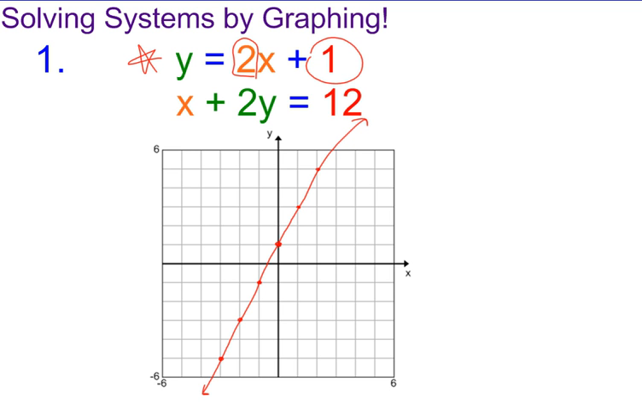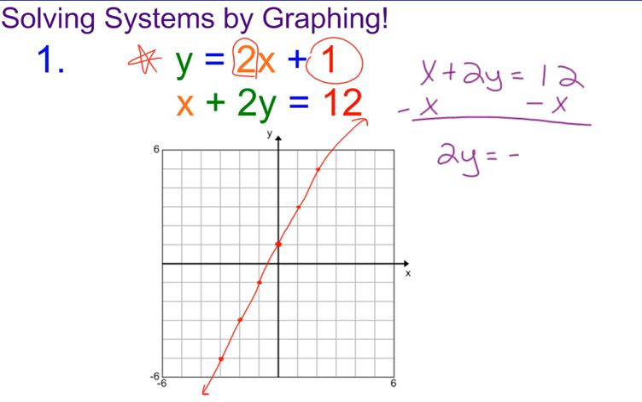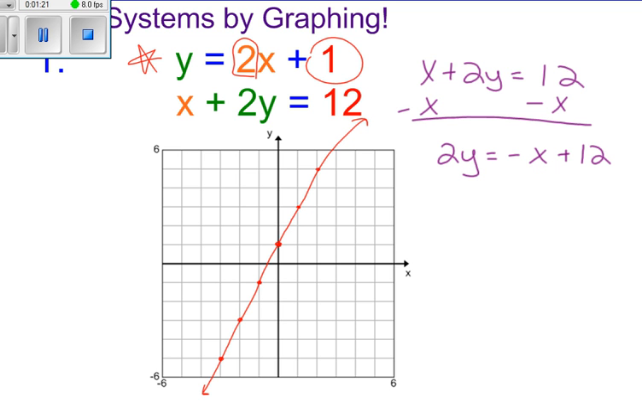My second line, since it's in standard form, I can graph using intercepts. Since most of you like to graph from slope-intercept form, I'll go ahead and solve this and do it that way. But if you like to graph by intercepts, by all means, go ahead and do that. To get y by itself here, I'd subtract x from both sides. So I have 2y equals negative x plus 12. I'm going to then divide all 3 spots by 2. So I have y equals negative 1/2 x plus 6. So there's my equation in slope-intercept form.